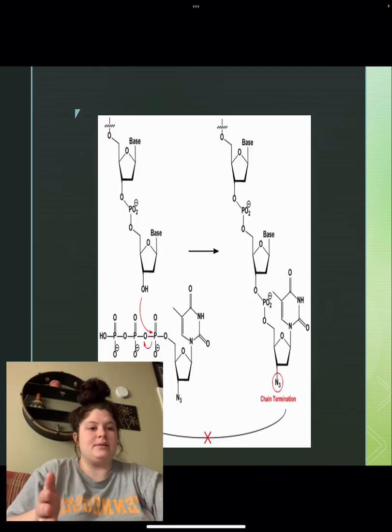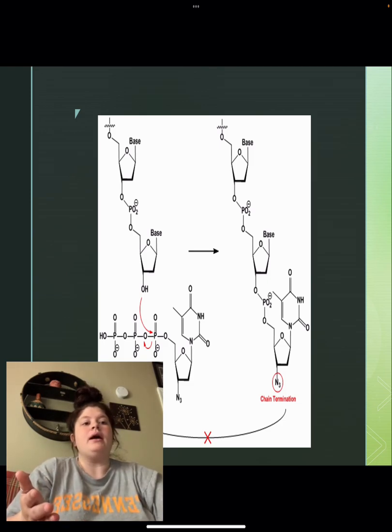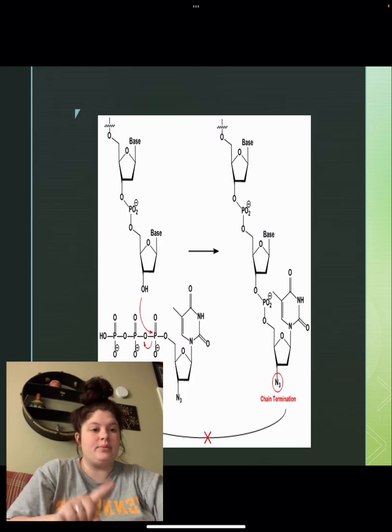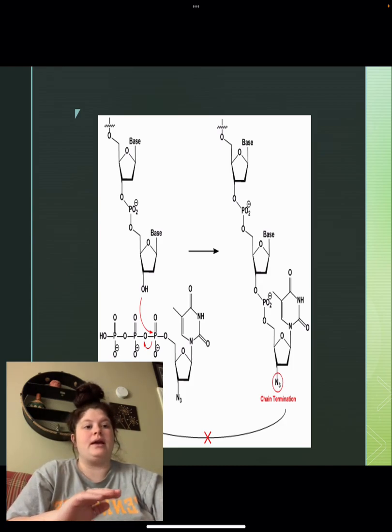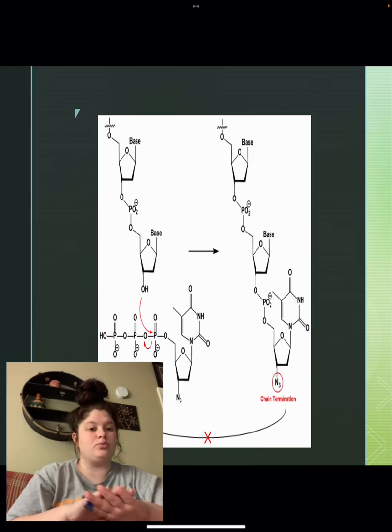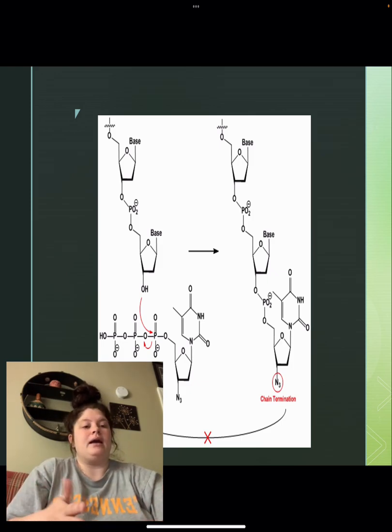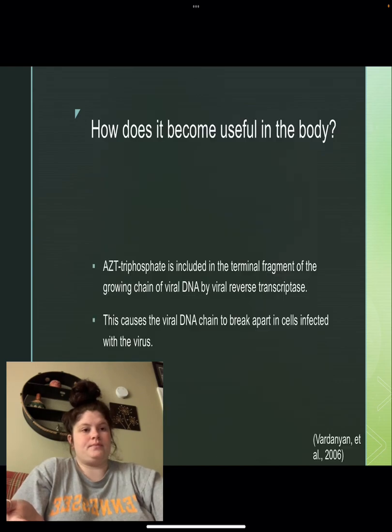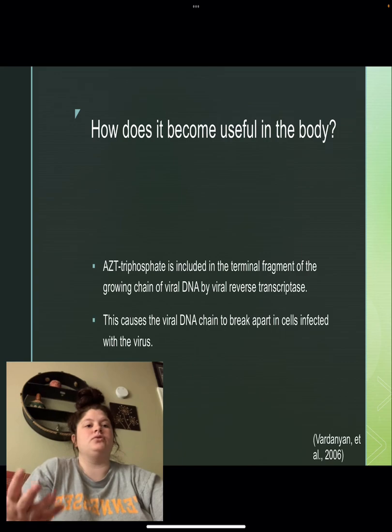And this is a picture of what is actually happening when this disease is going through this. And as you can see, the chain termination right there, that is where it can't make a bond with the next nucleotide. So replication stops right there. It is ended. And that's how it works.